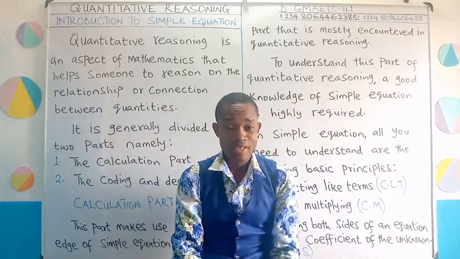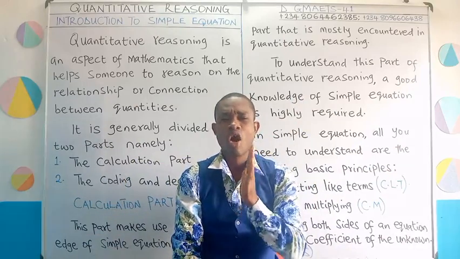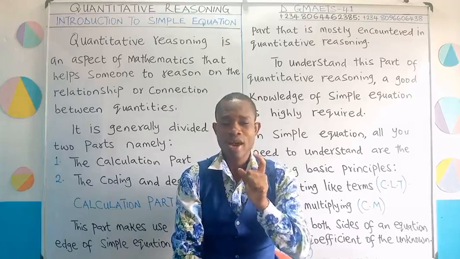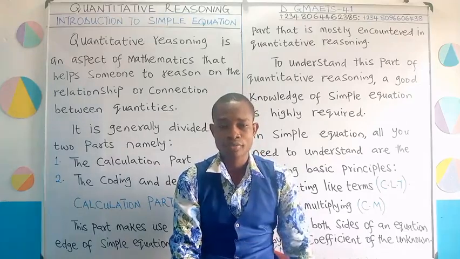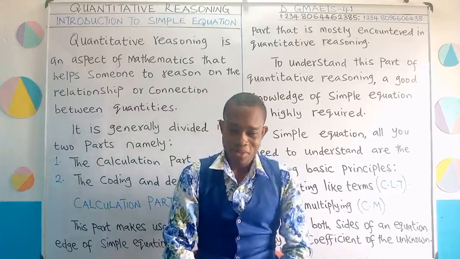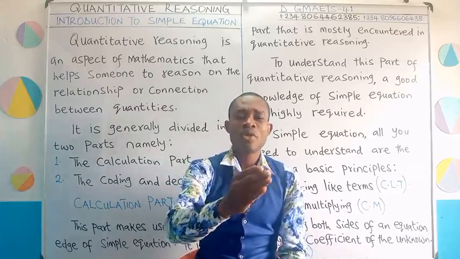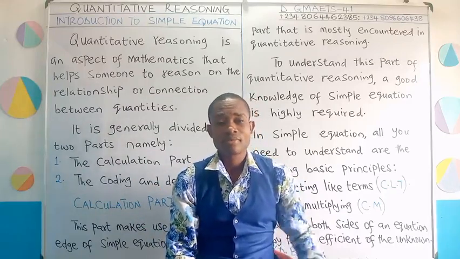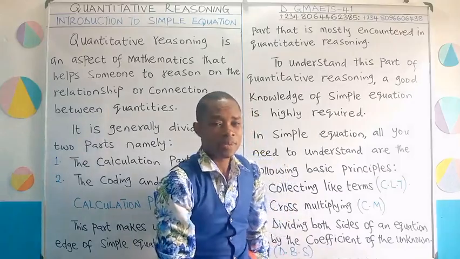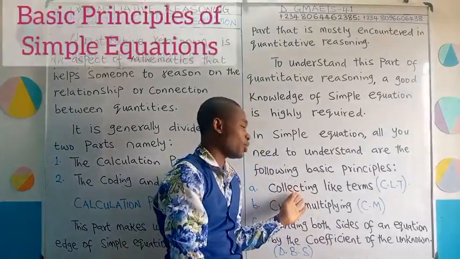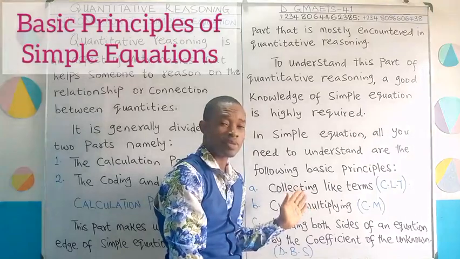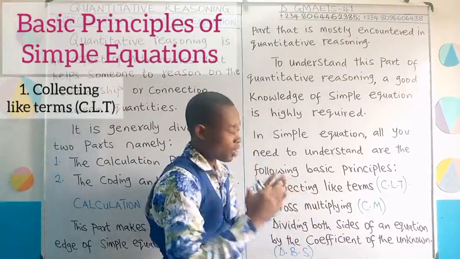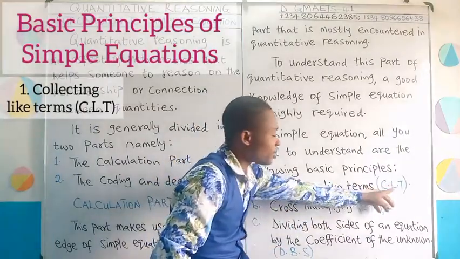For today, in this video, I want us to focus on the calculation part of quantitative reasoning, where I say we make use of simple equation. Question: what do we need to know about simple equation? We are going to talk about that. These are the principles that you need to know when dealing with simple equations. We refer to them as basic principles. One of them is you should know about collecting of like terms. We're going to use CLT to represent that.